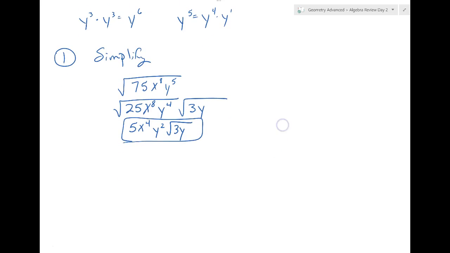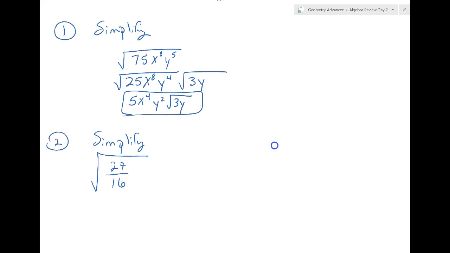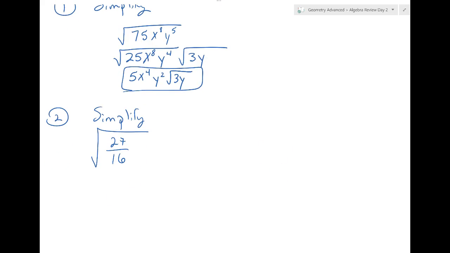All right, let's try another one. A few of you guys are still struggling with this a little bit too. What if I had something like this? Simplify the square root of 27 over 16. What would you do? Yeah, a lot of times one strategy is to rewrite them. Literally write as the square root of 27 over the square root of 16.